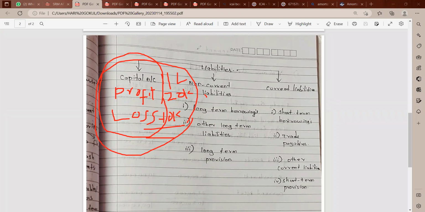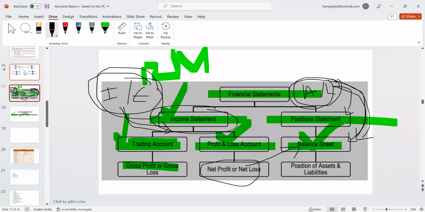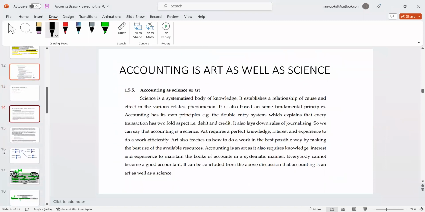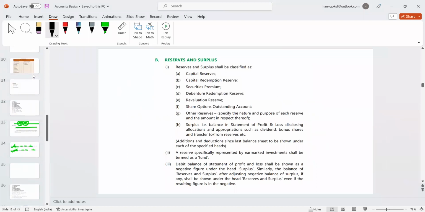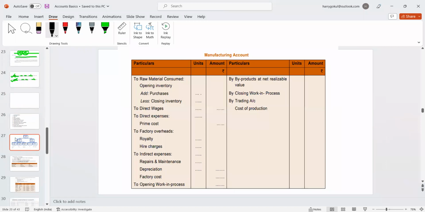Okay. Does anyone have any doubts? Next topic is the journal. Before that, I need to explain a few concepts. I think I will share the PPT. Okay, once again, manufacturing account, but I will explain it later.